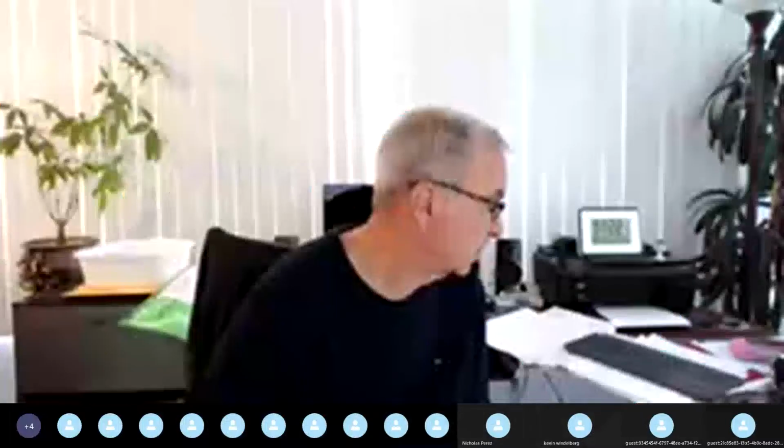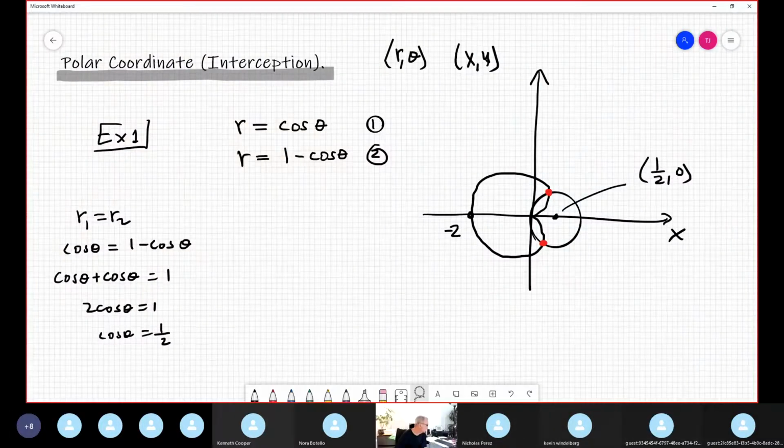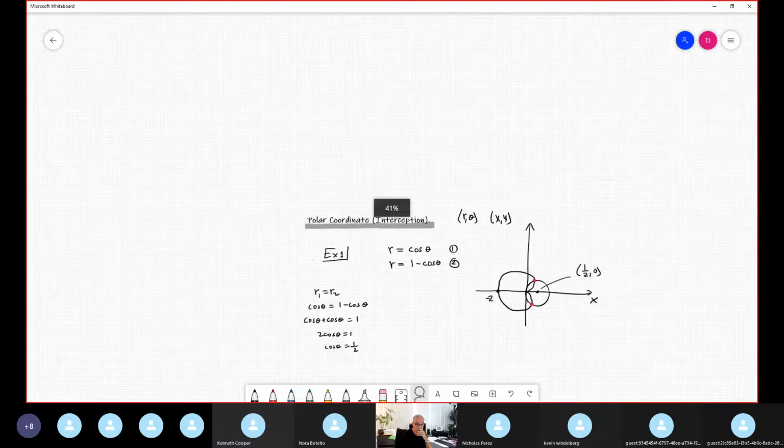The point is located in the first quadrant, and in the fourth quadrant, no? Oh, no, exactly. Okay, it's pi over 3. So the answer of this is pi over 3.